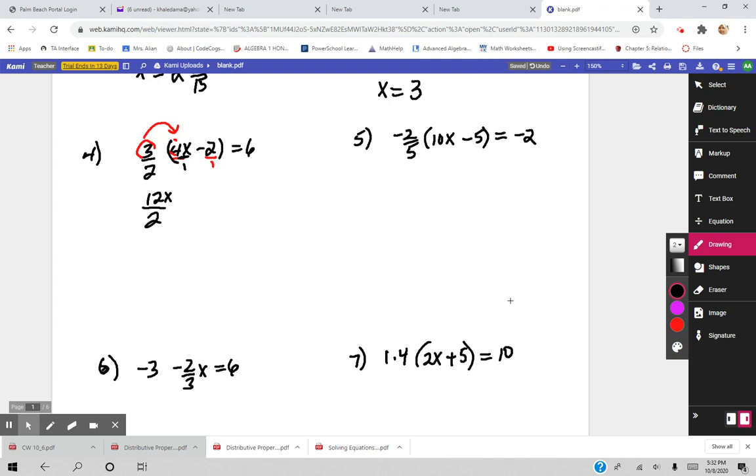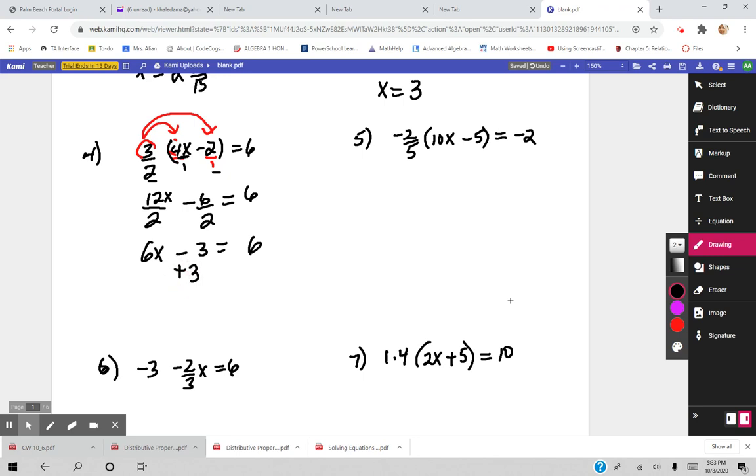Okay, and now let's distribute this times this. 3 times negative 2 is minus 6. Minus 6 in the numerator, and 2 here times 1 here is 2. Equals 6. Okay, let's simplify that. 12 divided by 2 is 6x. 6 divided by 2 is 3, equals 6.